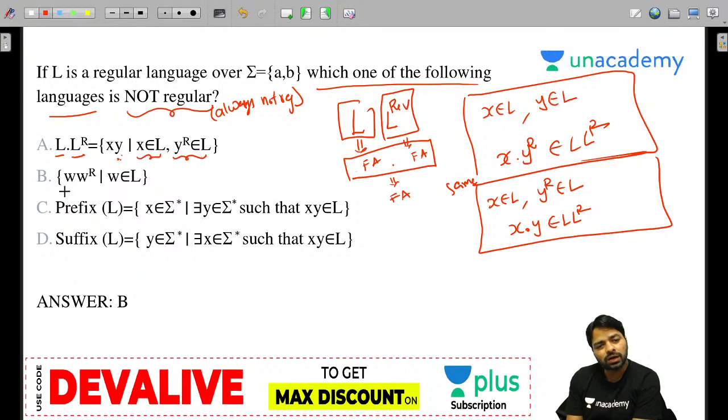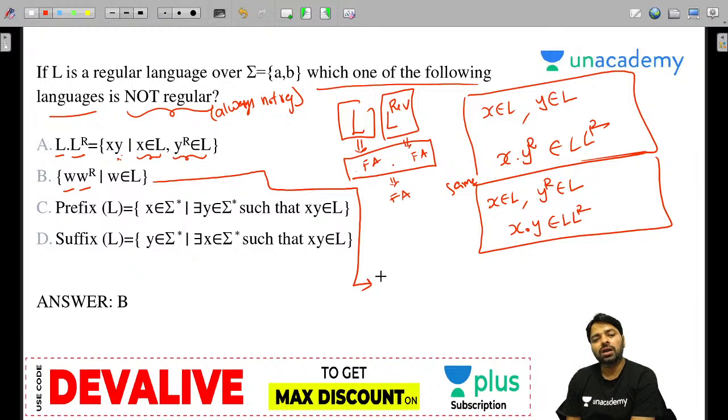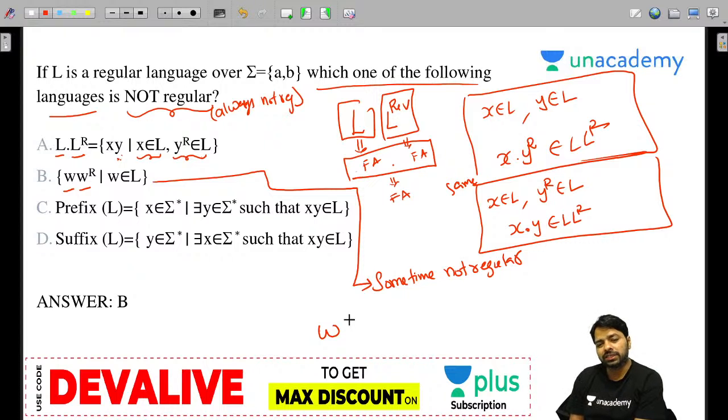And another one, W power R. Is it always not regular? No. Sometimes only not regular. And whoever made this question, really, we can challenge it, but nobody has challenged it here. It is not always not regular. Do you have any such situation? If I take W power R, right, guys? Let me do something for you.